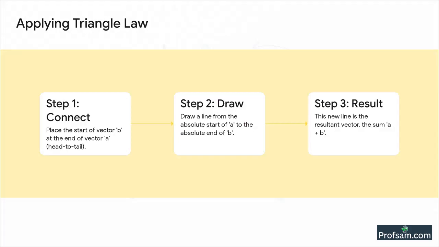That's it. Let's break it down for our game character. It's just 3 easy steps. Step 1, take the start of your second move, let's call it vector B, and place it at the end, or the head, of your first move, vector A. We call this connecting head to tail. Step 2, now just draw one straight line from your original starting point all the way to your final ending point. Step 3, this new line, this shortcut you just drew, is the result. It's the vector A plus B.